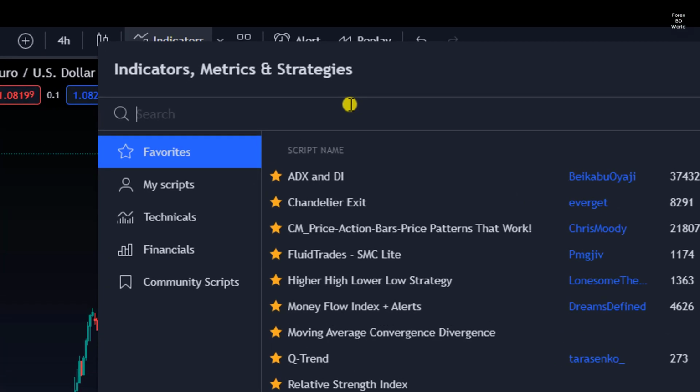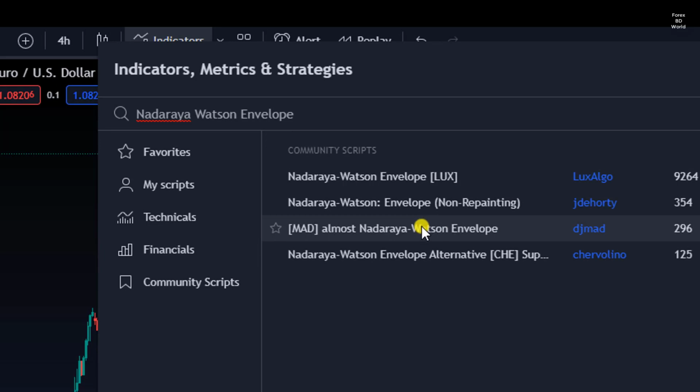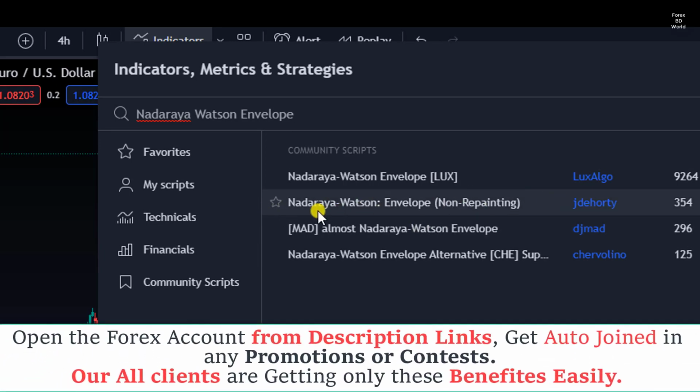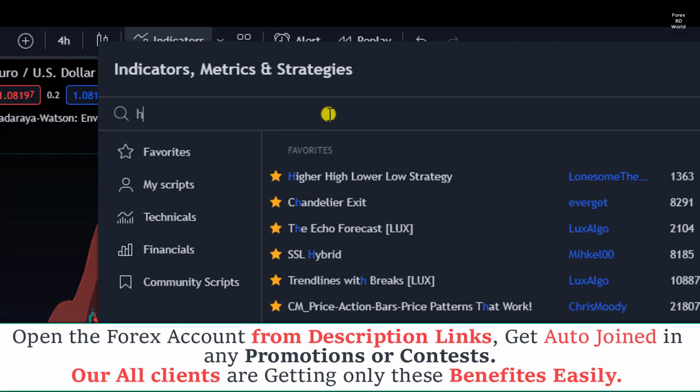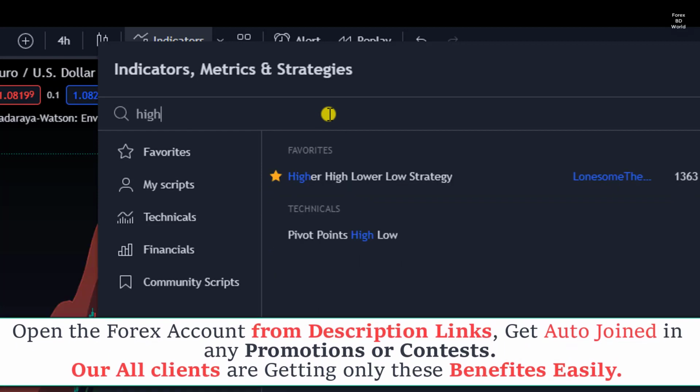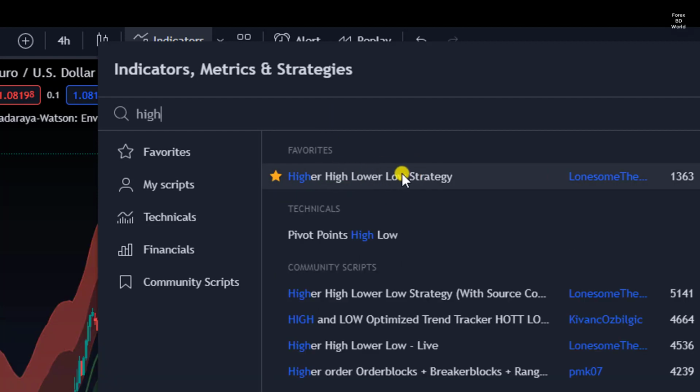So first you have to go to the indicator option and search by writing the name of the indicator. You must know how to set them. First, I will set up the NWE indicator, and if I search by typing its name, it will come forward, and if I click on it once, it will be set up. After that I will search by typing higher high lower low strategy in the same way, and after clicking once it will be set up.